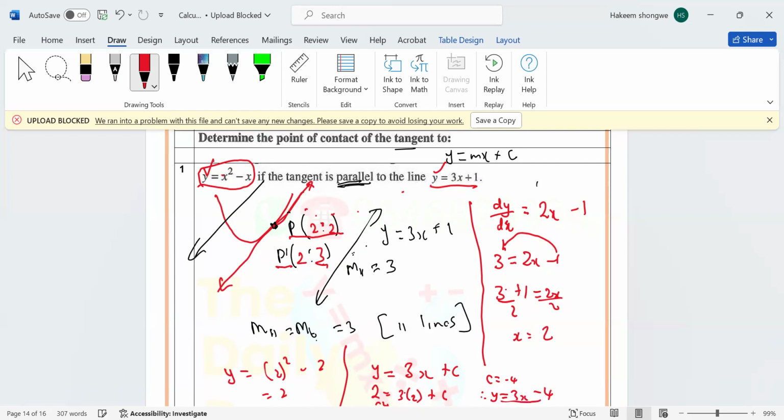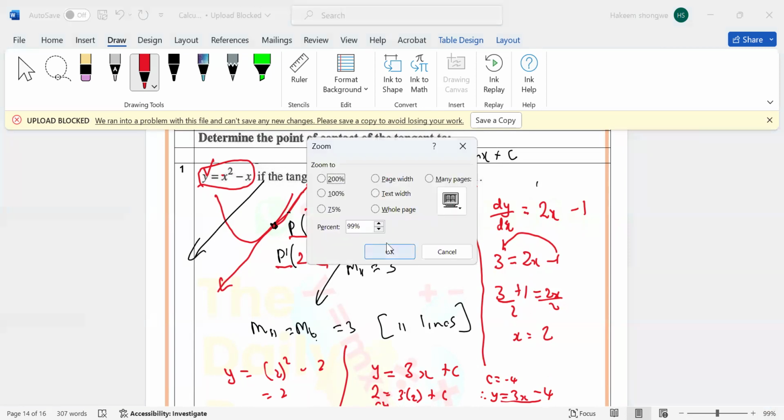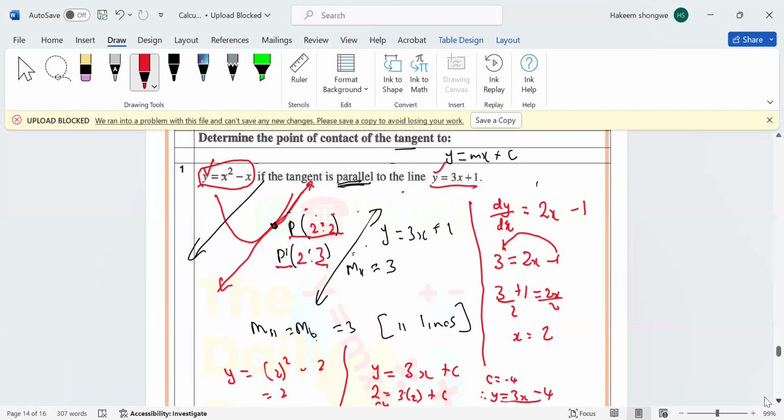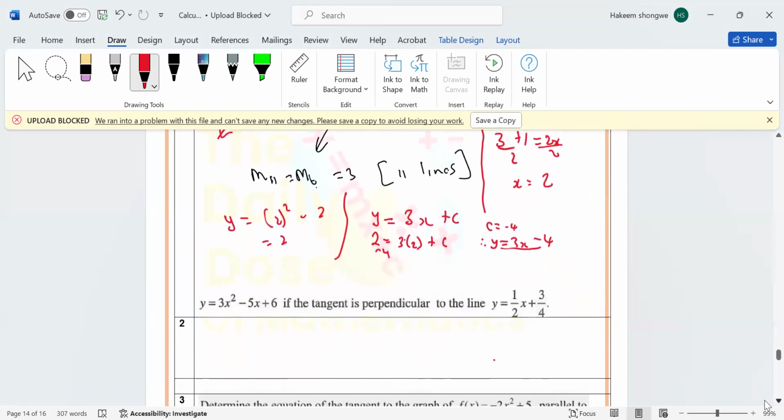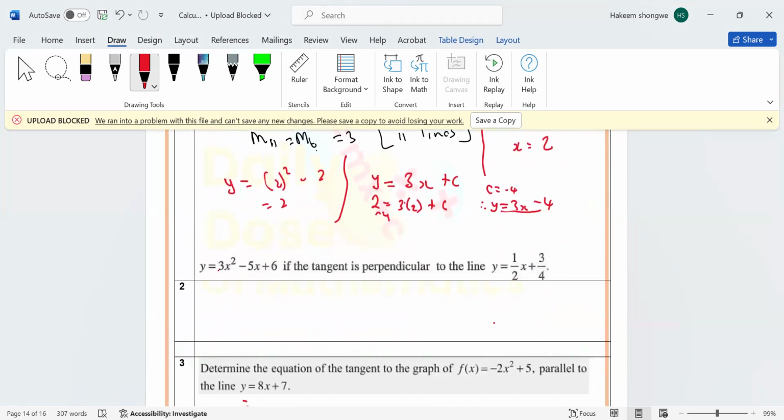Yeah, this is what they usually ask. Determine the equation of the tangent if you are given m parallel or an equation of a parallel line to the tangent. Or if you are not given a parallel line to the tangent, you can be given a perpendicular line to the tangent. Let's check this one. Number 2. If you look at this one here, they say if this is perpendicular to the tangent, determine the equation. Do that one.